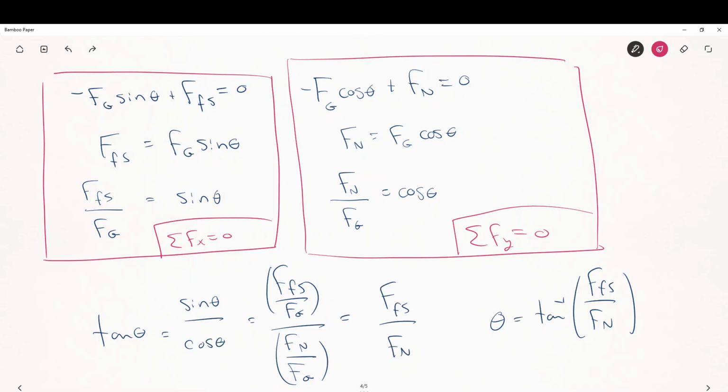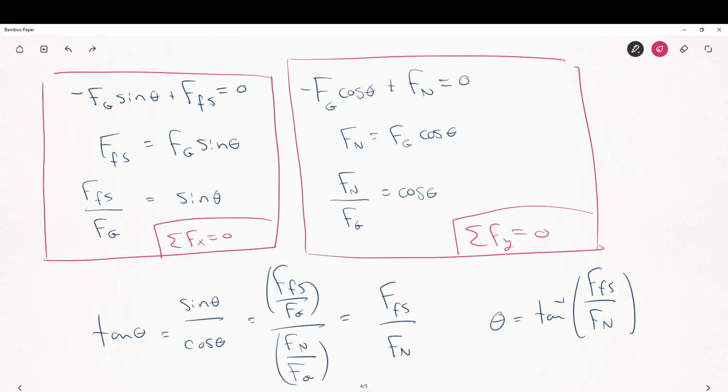Next, I'm going to come over to the y equation, and I'm going to try and get cosine of theta by itself. So I follow a very similar process. I move this guy to the right, then I divide by the force of gravity, and doing so leaves me with cosine of theta is equal to the normal force divided by the force of gravity.